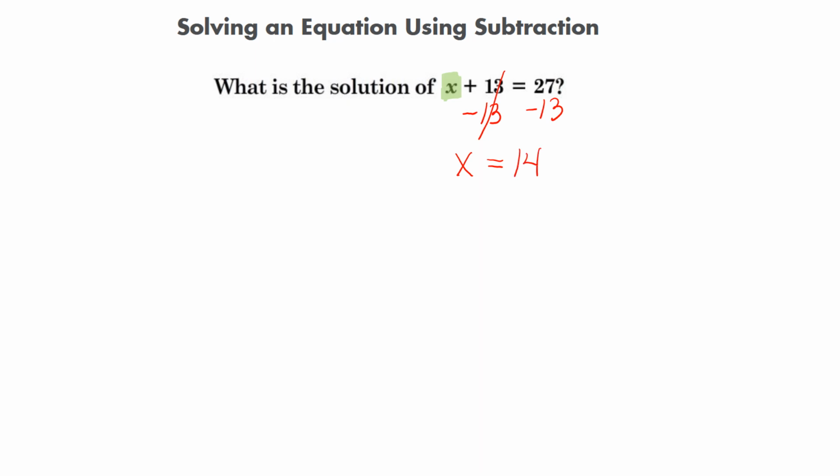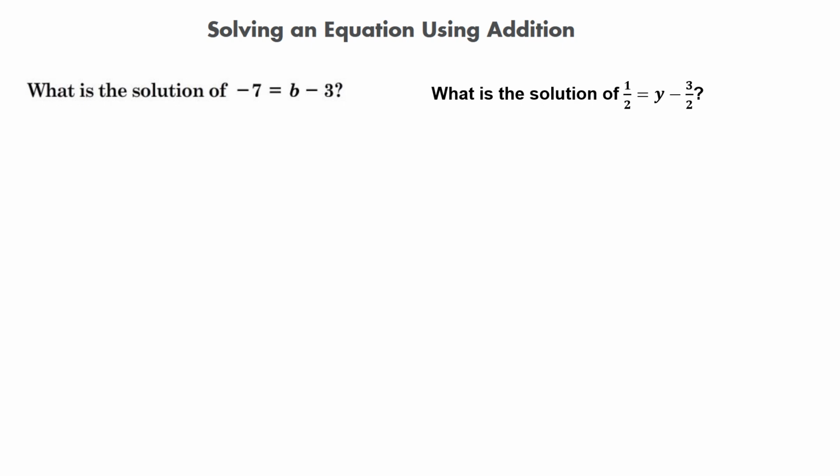Okay, so let's look at another example. How about when we need to use addition? So we have negative 7 equals b minus 3. Our goal, again, is to isolate the b. Well, in this case, the variable is b. To get that by itself, we have to undo the subtracting of the 3, which means we have to add 3 to both sides.